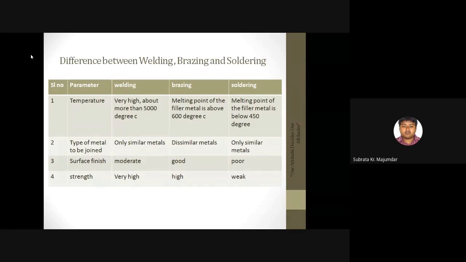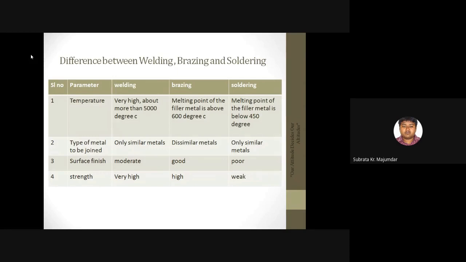Now, the criterion of productivity. Welding is used for mass production. Massive production can be obtained by welding. But if we go with brazing, more productivity can be achieved compared to soldering, but it is less productive compared to welding. And soldering is limited in use.